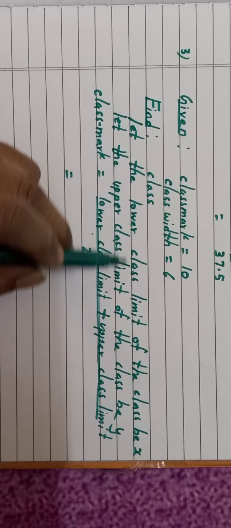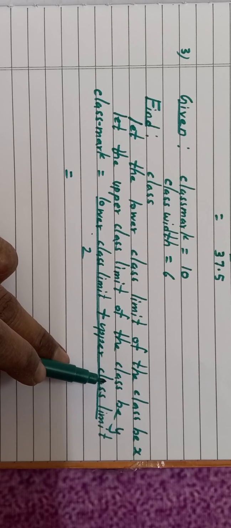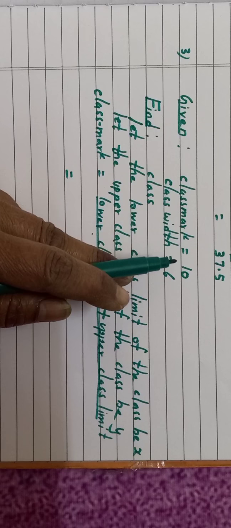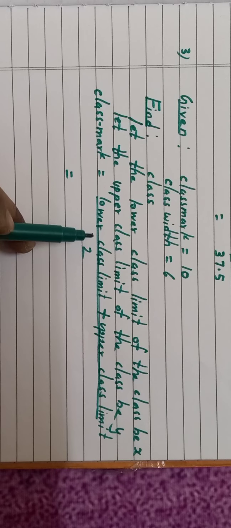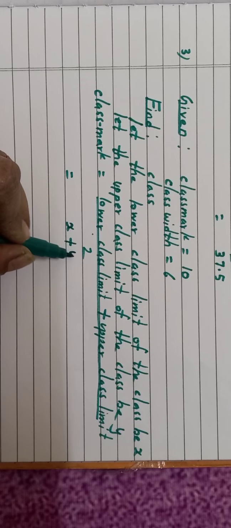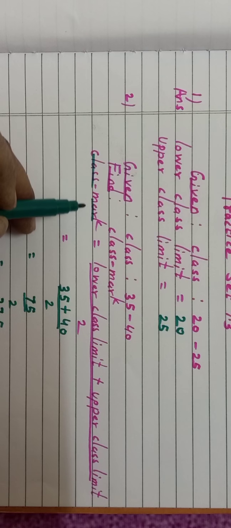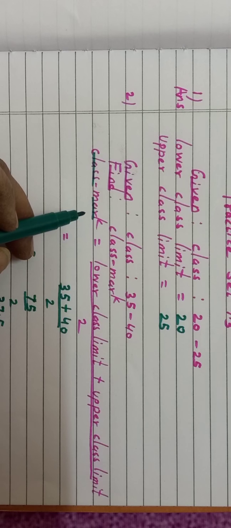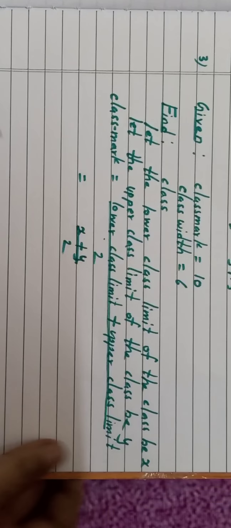So let the lower class limit of the class be x and let the upper class limit of the class be y. Now class mark is given to you, 10. So according to the formula, class mark is lower class limit. What is the lower class limit I have taken? x. So I will write here x plus upper class limit y, upon 2. In our second example we had written class mark, and I explained again the meaning of class mark: average of lower class limit and upper class limit. So we have got this.